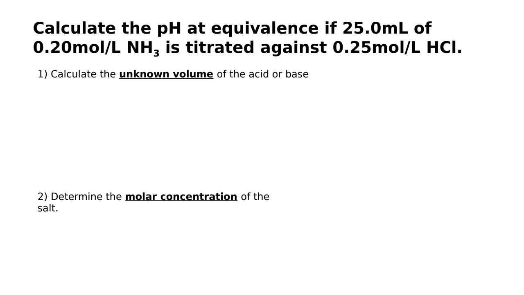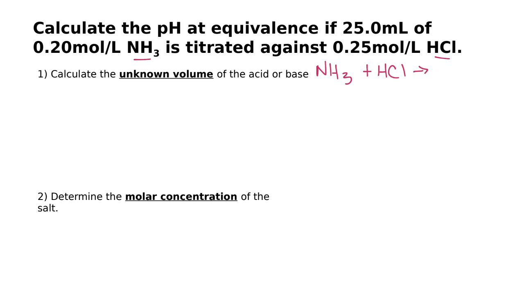So here's a typical titration question at equivalence point. Calculate the pH at equivalence, and remember what that means. That is telling us that the moles of acid and base, my two reactants, have to be perfectly equal according to the mole ratio. Okay, so we will be aware of that. So we're going to take 25 mL of ammonia. Let's get our reaction ready right here. We're going to react it with HCl.